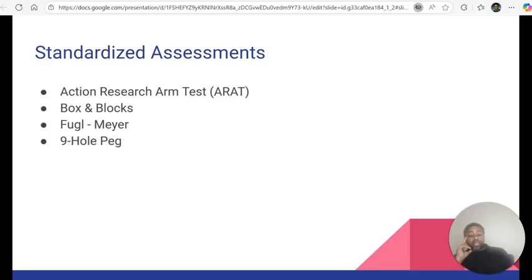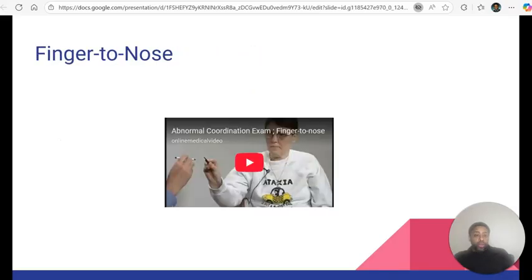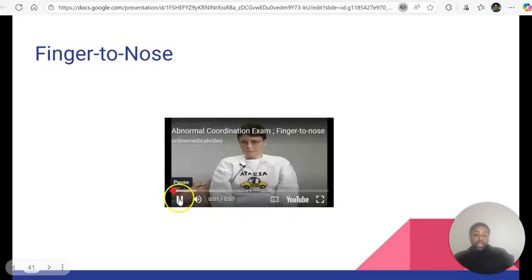The 9-hole peg test is a fine motor dexterity assessment, and it's also very quick, and it also has normative values per age group. The finger to nose, I'll play this video.